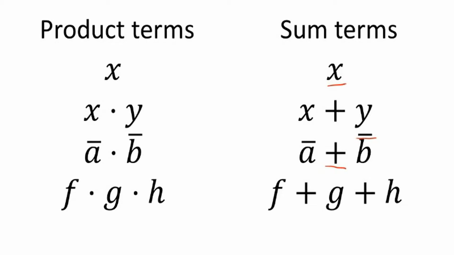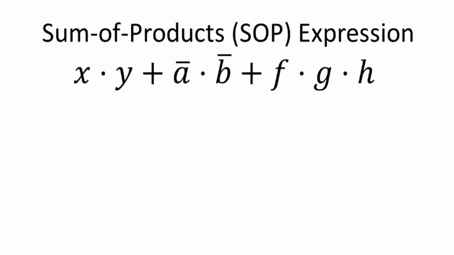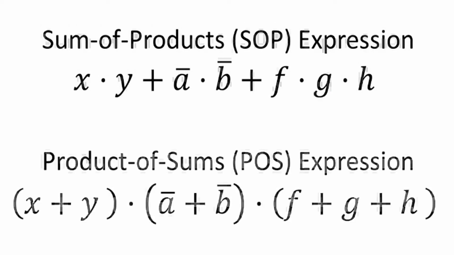If we combine a set of product terms by ORing them together, we call the expression a sum of products expression. If we combine a set of sum terms by ANDing them together, we call the expression a product of sums expression.